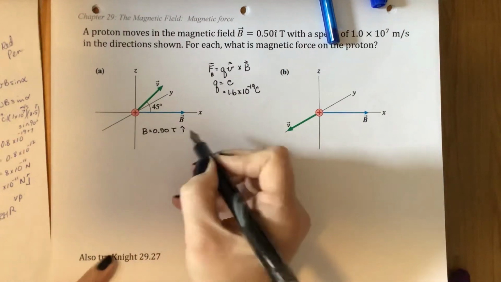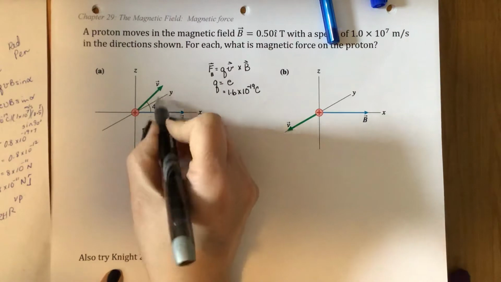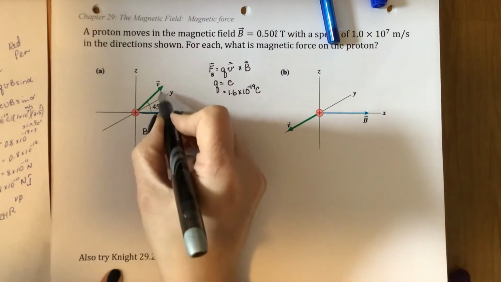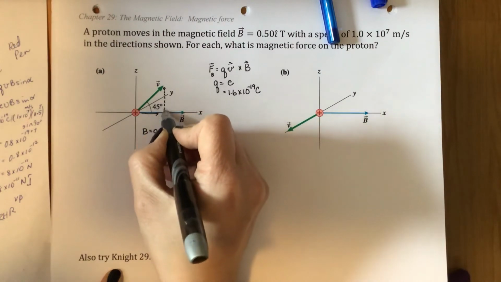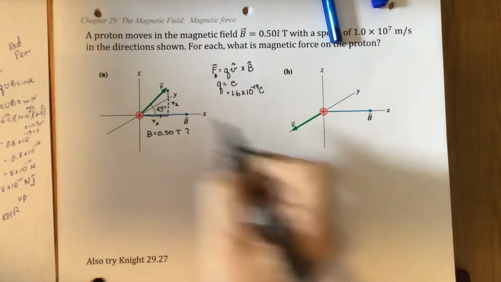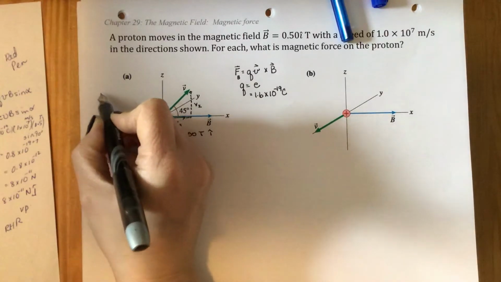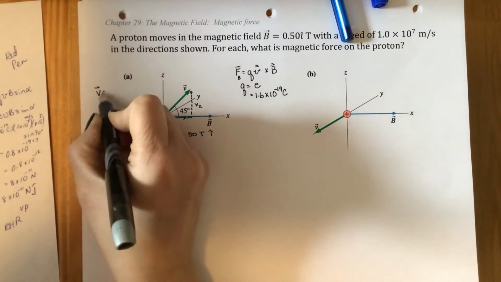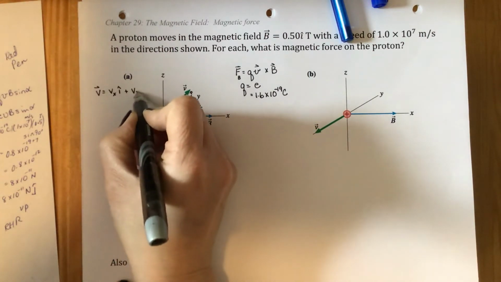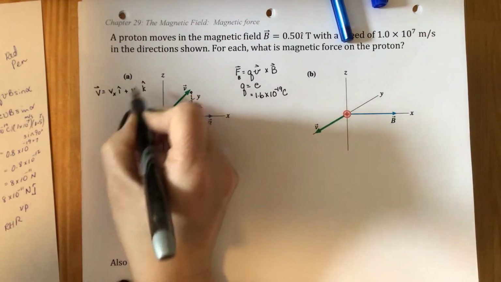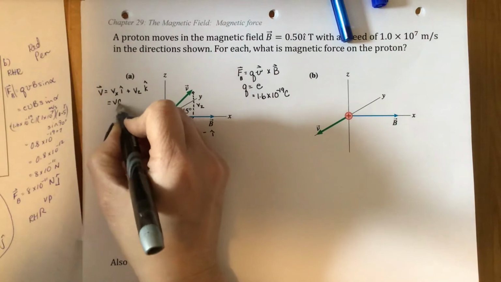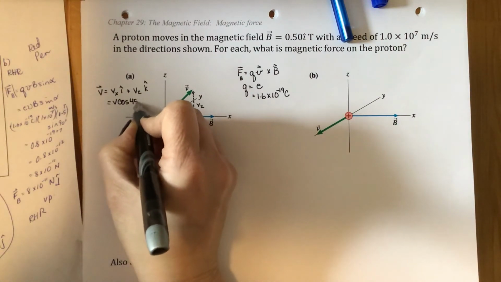V's got components here. It's got an x component, that's horizontal, and it's got a z component, that's vertical. So there's Vx, there's Vz. So our vector V is the x part in the x direction plus the z part in the z direction. The x part is going to be V times cosine 45. And the z part is going to be V times sine 45.